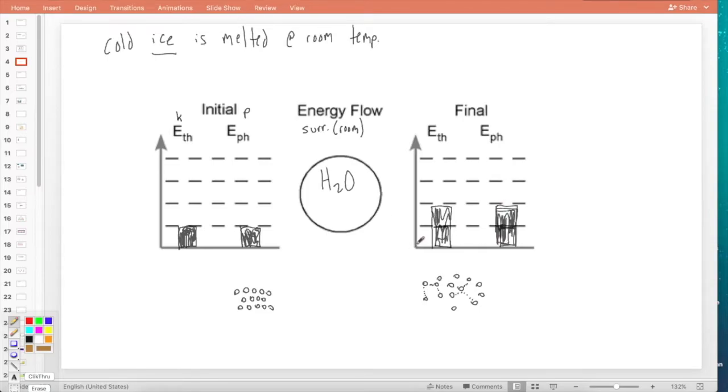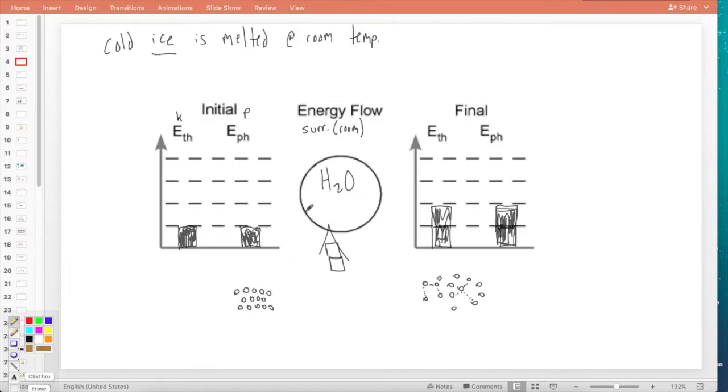What's the last thing I need to do in my diagram? I need to show that energy has flowed in from the surroundings to the system. I started with 2 bars, I ended with 4 bars, so I need to show 2 bars flowing into the system to account for the fact that the system has warmed up and that it has changed phase.